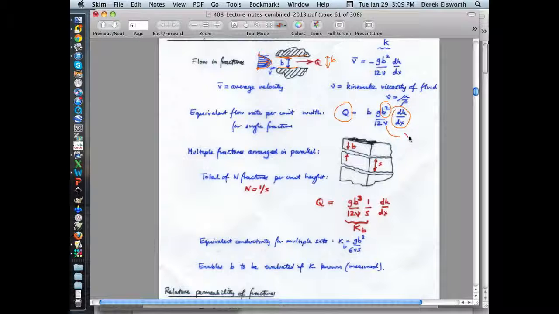What's the kinematic viscosity? It's the dynamic viscosity, which we usually use, divided by density. I always want to use gravity, but it's density. And so we know everything here.